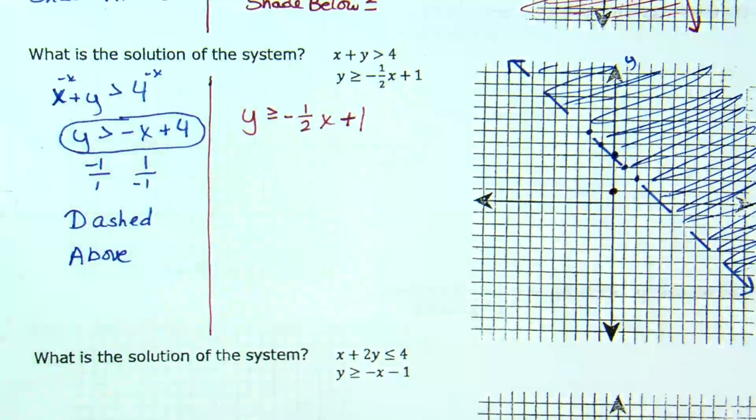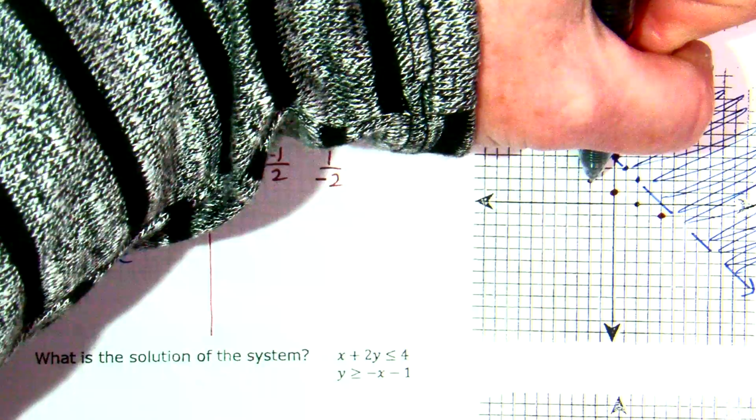1 tells me up 1. What are you doing for your slope? Down 1 over 2 seems to be most popular. So it's a negative 1, positive 2. If you prefer, the other option is to go up 1, left 2.